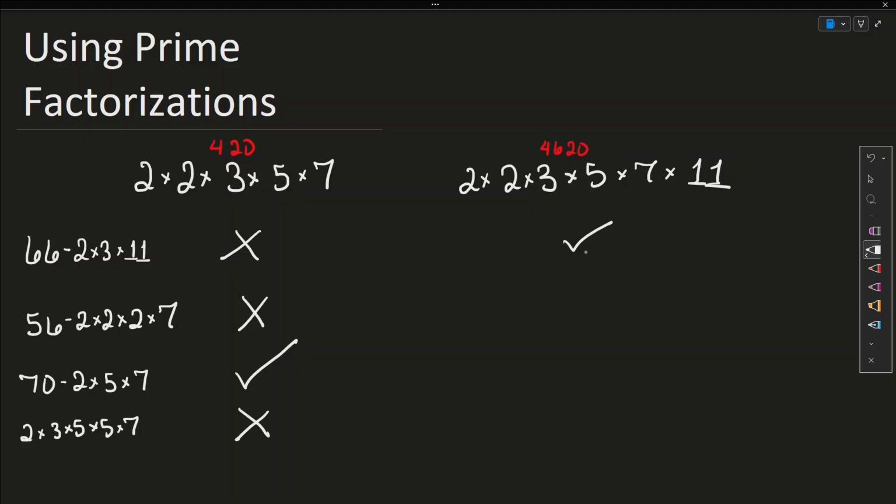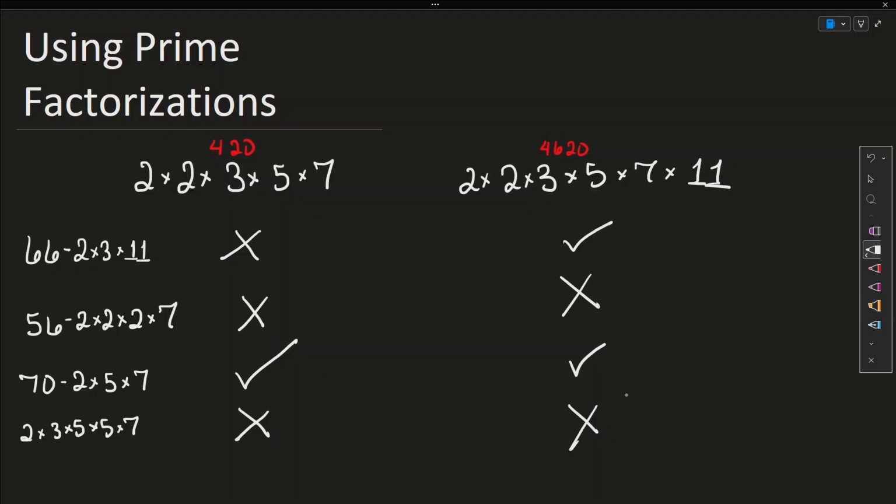For 56, we had 2 times 2 times 2 times 7. But 4,620 only has 2 2's, not 3. So no. For 70, 2 times 5 times 7, I do have all of those factors, so yes. And then this final one, 4,620 only has 1 5, not 2. So no, it is not divisible by this number.